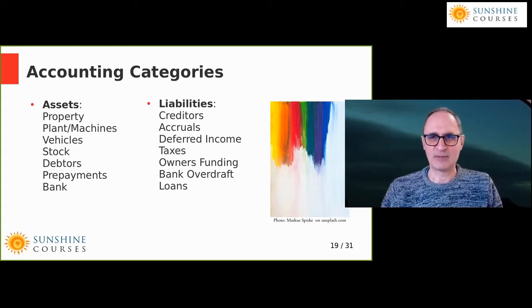So other items you might be buying, which are assets, might be vehicles, motor vehicles, tractors if you're a farm, lorries if you're a distribution company. You might be buying stock. Stock's a much shorter term asset, but stock typically is an item you buy which you're going to sell in 1, 2, 3 months' time.